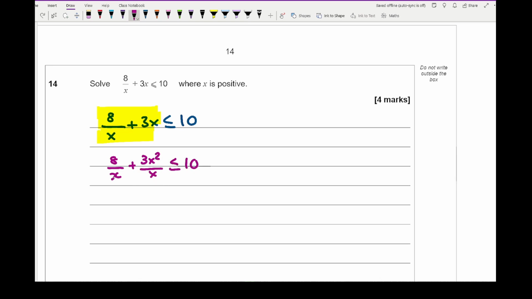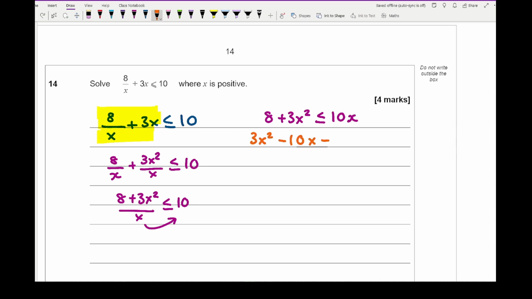So now I've got a common denominator to write as a single fraction, so that's going to be 8 plus 3x squared over x is less or equal to 10. Take the x over to the other side, and what I end up with is 8 plus 3x squared is less or equal to 10x. And then from this, what you should be able to spot is this is now turning into a quadratic equation, or inequality, I should say. So that then becomes 3x squared minus 10x plus 8 is less or equal to 0.